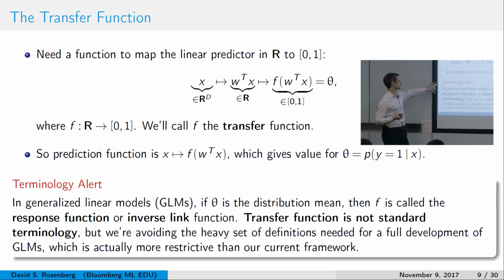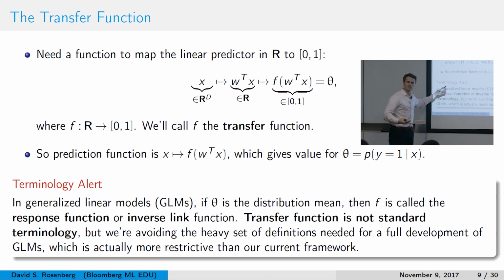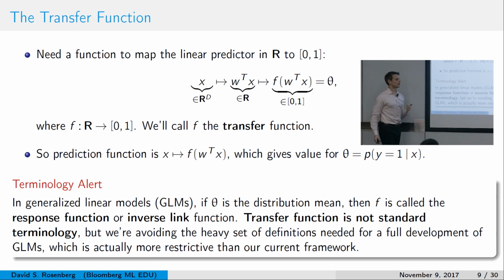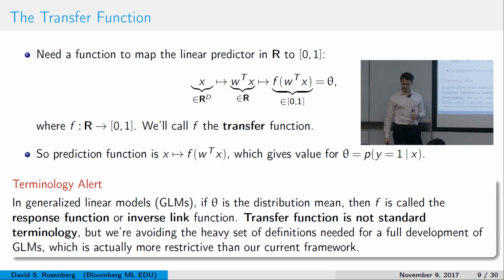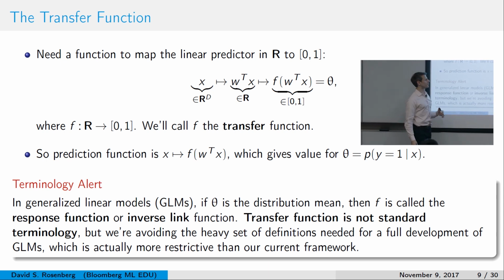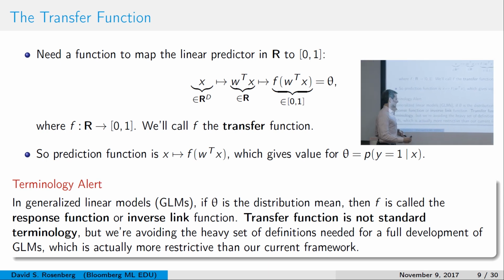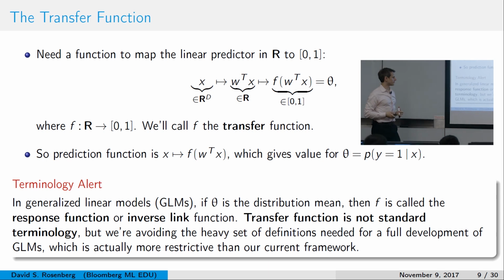But here's the main terminology alert I wanted to give you: in the generalized linear models context, which this certainly includes, this function f would be called a response function. It's also called the inverse link function sometimes. The link function would typically map from theta back to W transpose X.